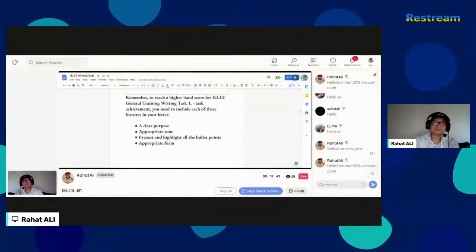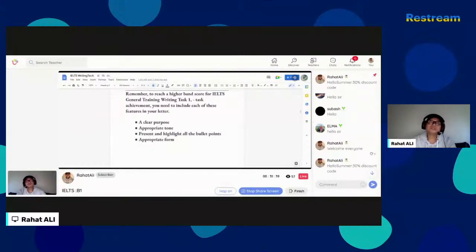Again, a clear purpose. Now, in British English, we do not pronounce R, so it should be purpose. In American English, purpose. Purpose means why you do something, or why something exists. For example, the purpose of this research is to try to find out more about causes of all the diseases. And appropriate form.